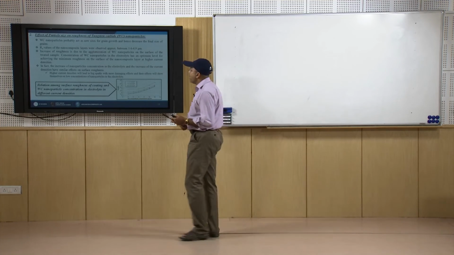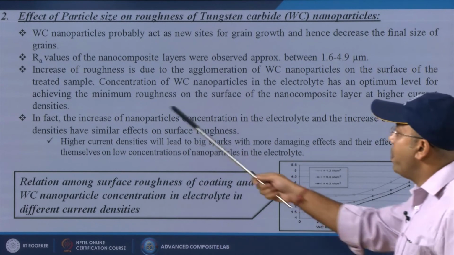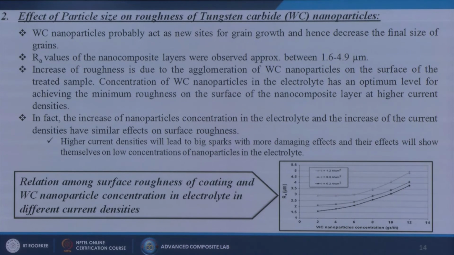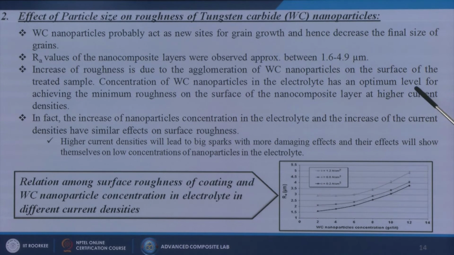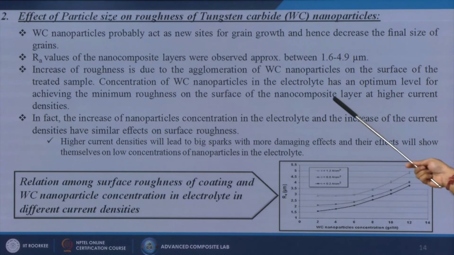So, the increase of roughness is due to the agglomeration of tungsten carbide nanoparticles on the surface of the treated sample. As I told already, sometimes the agglomeration takes place. The concentration of tungsten carbide nanoparticles in the electrolyte has an optimum level for achieving the minimum roughness on the surface of the nanocomposite layer at higher current densities.